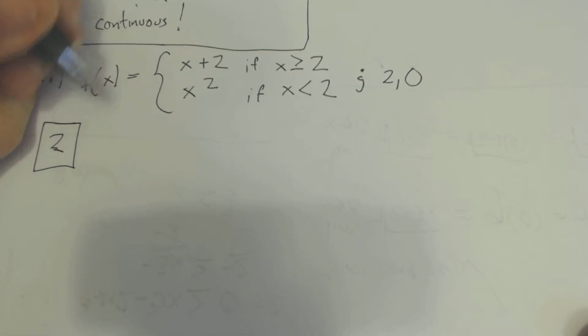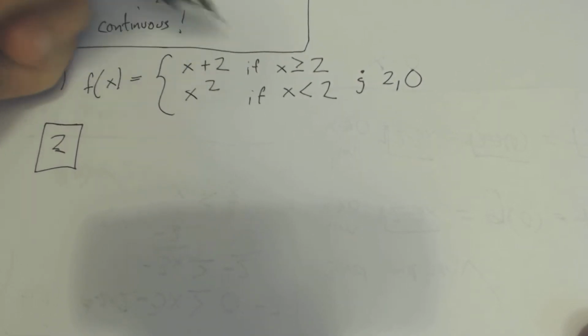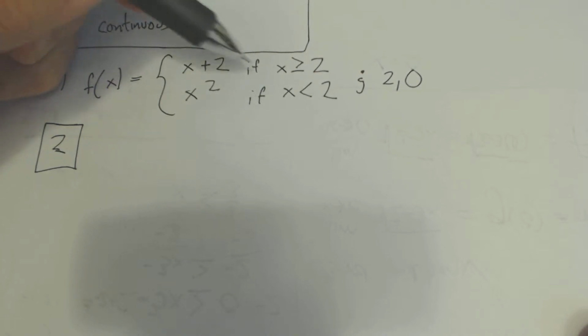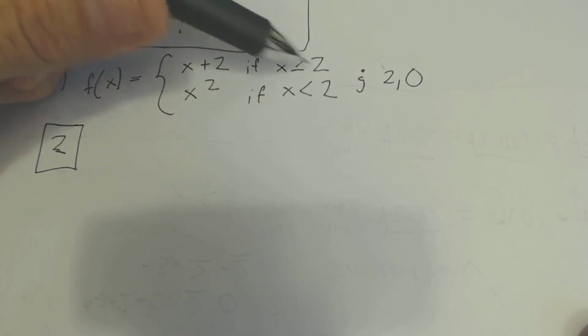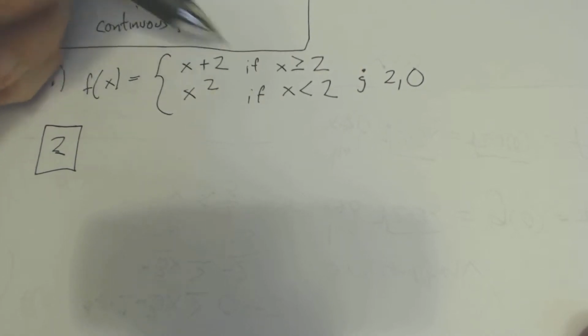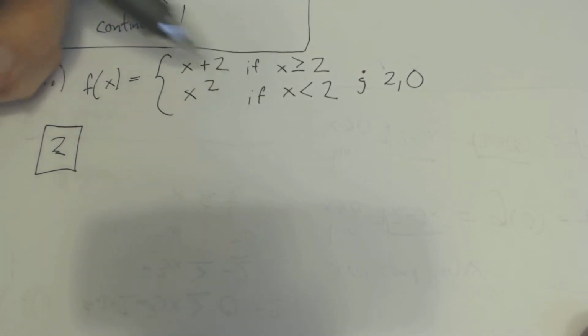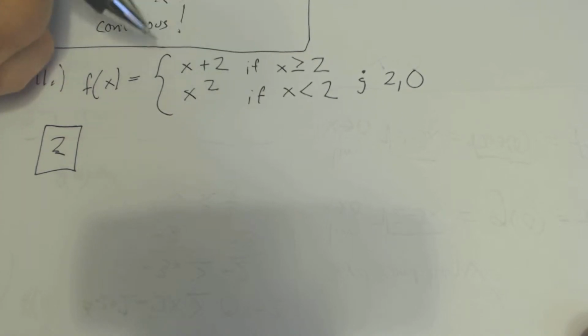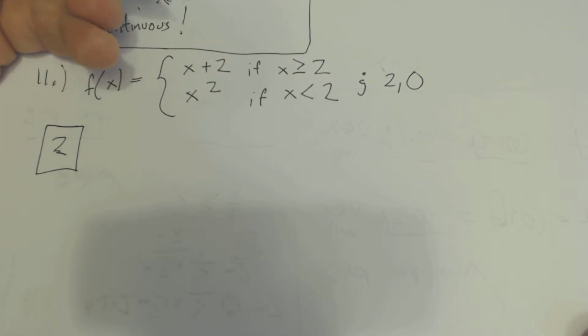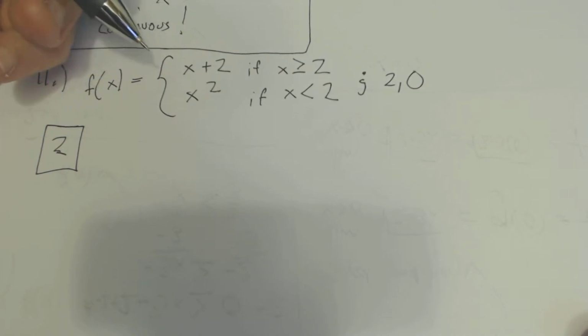So the function does have a value at 2. We're only going to look at x plus 2 because that's the nature of this piecewise defined function, where x plus 2 is the form it takes if x is greater than or equal to 2. So f of a does exist there. Does the limit exist though as we're approaching 2?